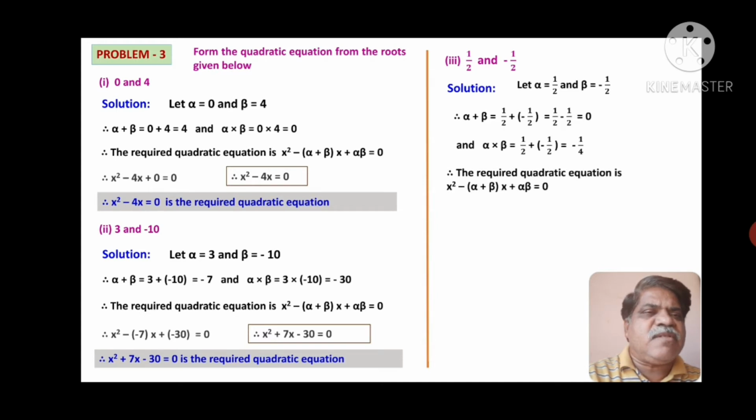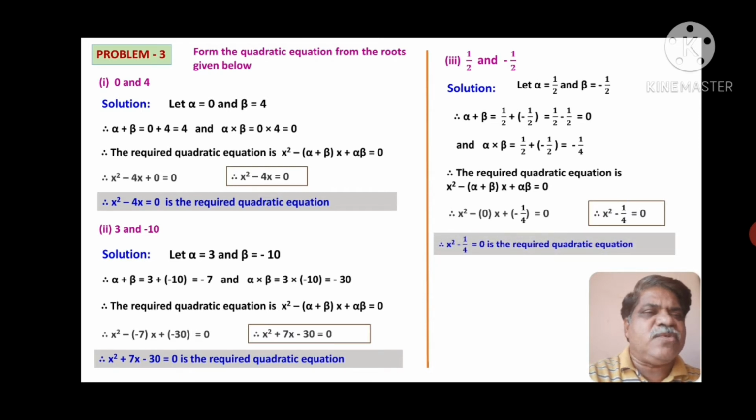So, the required quadratic equation is now x square minus (alpha plus beta) into x plus alpha beta is equal to 0. We'll substitute the values. So, x square minus 0 into x plus (minus 1 upon 4) is equal to 0, which means x square minus 1 upon 4 is equal to 0. Therefore, we can say that x square minus 1 upon 4 is equal to 0 is the required quadratic equation.